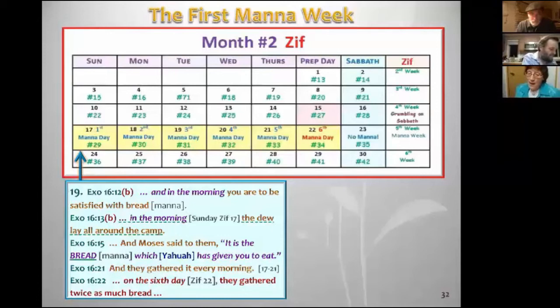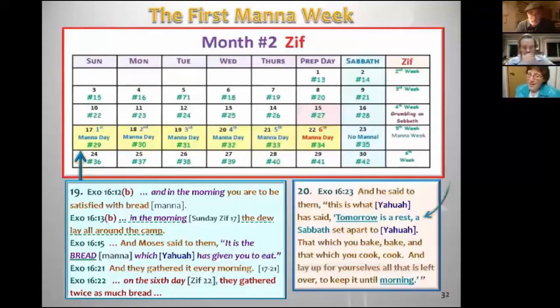But on the 6th day, there was another command. In verse 22, it says, on the 6th day, which would have been the 22nd, they gathered twice as much bread. And then we get this command in Exodus 16:23 about what happens on the Sabbath. We'll read it again. And he said to them, this is what Yahuwah has said. Tomorrow, which is the Sabbath, is a rest. It is a Sabbath set apart to Yahuwah. That which you bake, bake, and that which you cook, cook. And lay up for yourselves all that is left over to keep it until the morning.